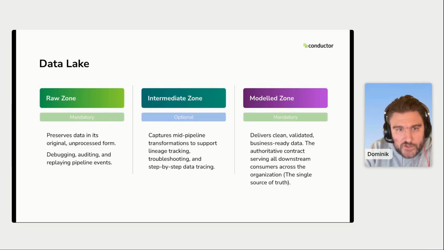Then the intermediate zone serves as a mid-pipeline transformation storage, if you want, that can be used for tracking, troubleshooting, and step-by-step data tracking. And eventually, the data will land in the modeled zone, which represents the source of truth for all of our data assets. Here we have a contract to the rest of the company, and from here all of our downstream consumers are served.